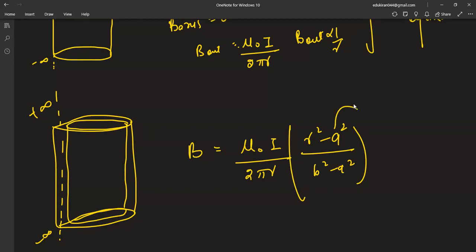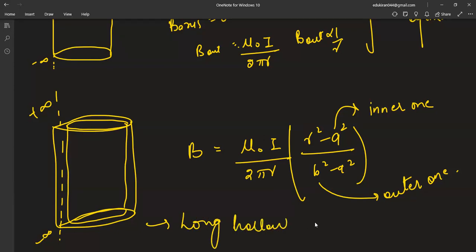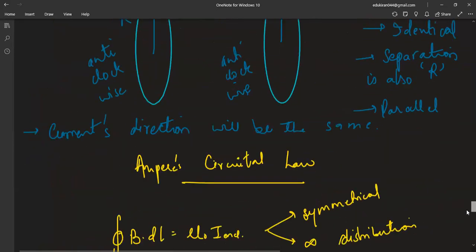a is for the inner one I have taken, and b is for the outer one. This is for a long, hollow, cylindrical conductor. So these were certain formulas you had to know. One or two questions we'll practice and we'll move on further. Do one thing: first note it down, then we'll see the applications.